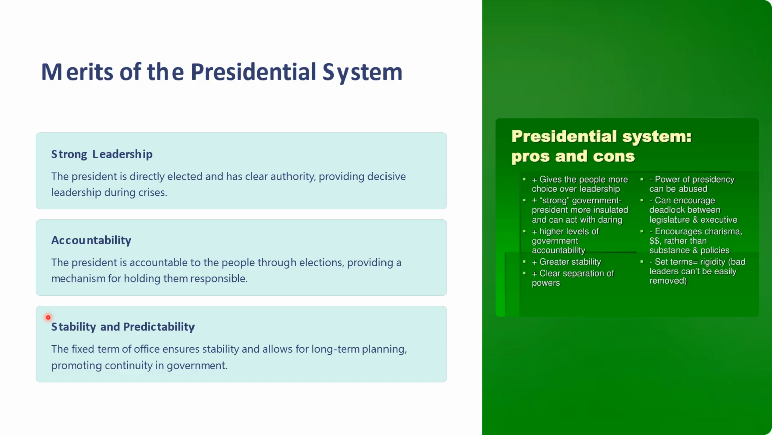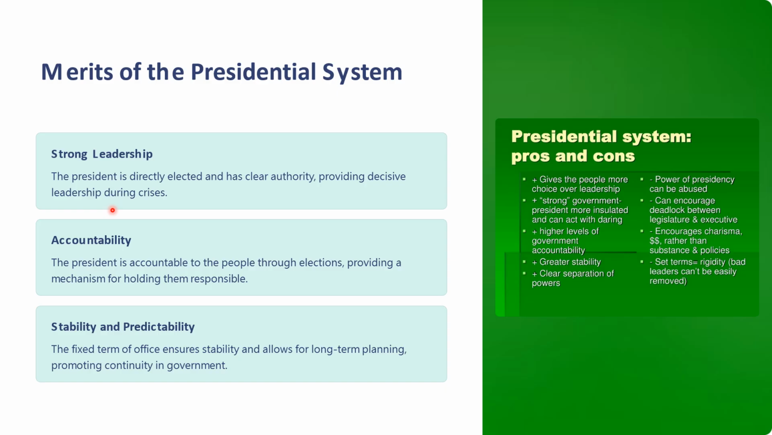The presidential system offers several benefits, including strong leadership, accountability, stability, and predictability. In a presidential system, the president is directly elected and has clear authority, providing decisive leadership during crisis. A directly elected president can provide strong leadership and a clear vision for the country. The president has significant executive authority, enabling decisive action.